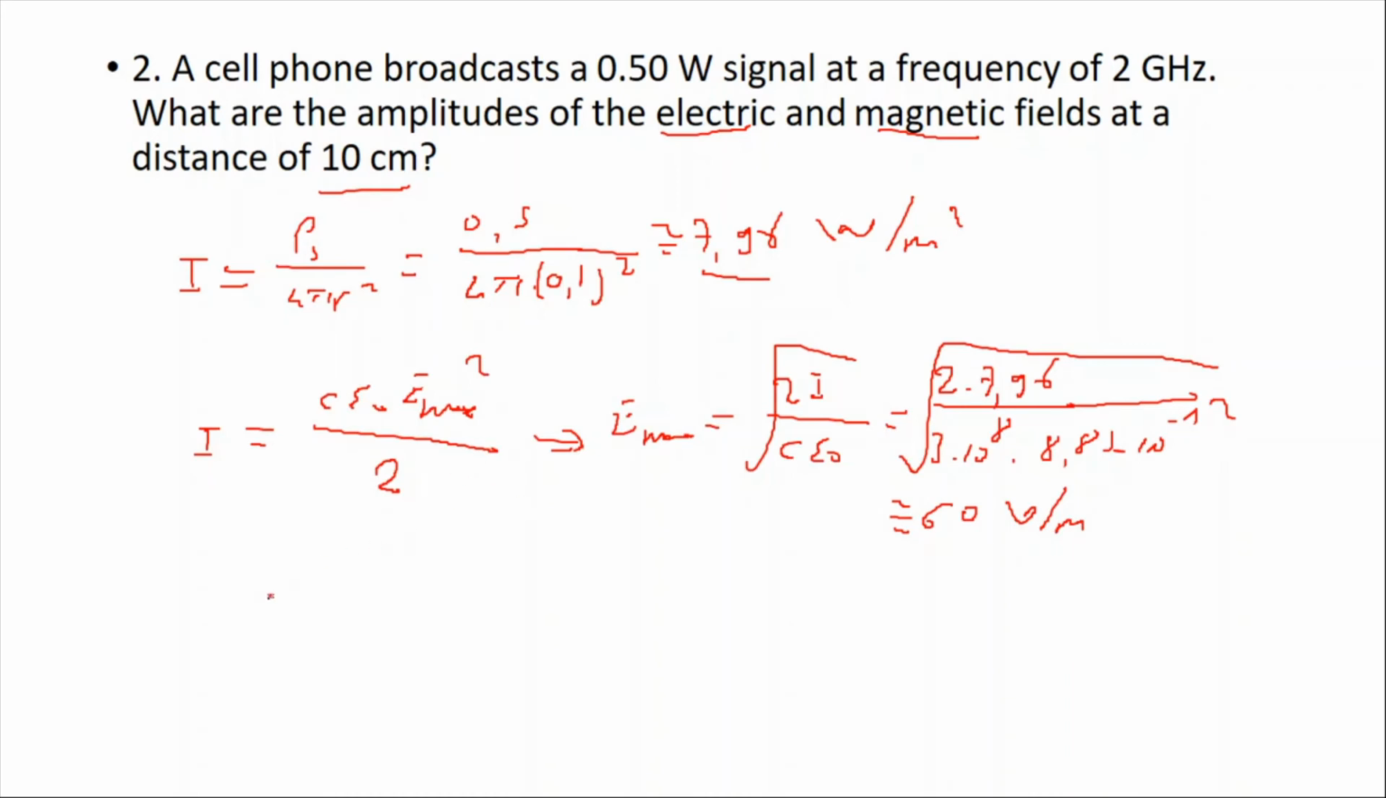How can we calculate B max? B max is equal to E max divided by C. We know E max is approximately 60, divided by 3 times 10 to the 8. So this gives us approximately 2 times 10 to the negative 7 Tesla. So the amplitude of the electric field is 60 volts per meter, and the magnetic field is 2 times 10 to the negative 7 Tesla. So the electric field is much more effective than the magnetic field in this case.